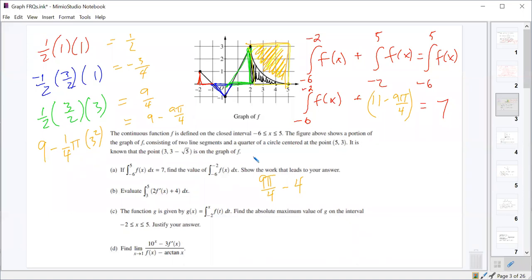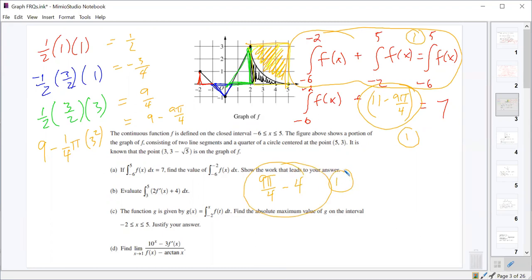Okay. That was worth 3 points. So 1 point for setting up this like we did. 1 point for correctly finding this value, the value from -2 to 5, and then 1 point for correctly subtracting. Good?